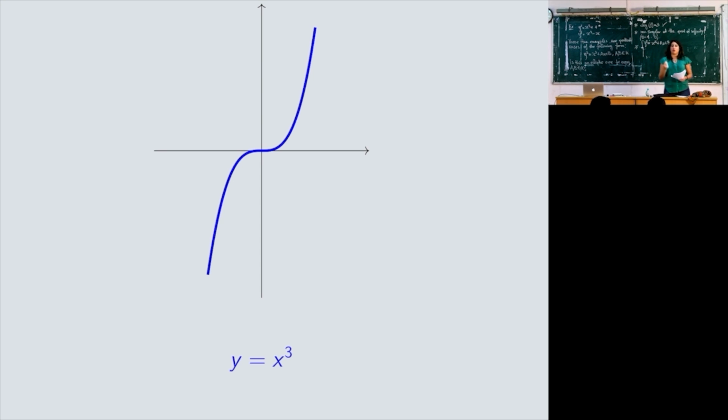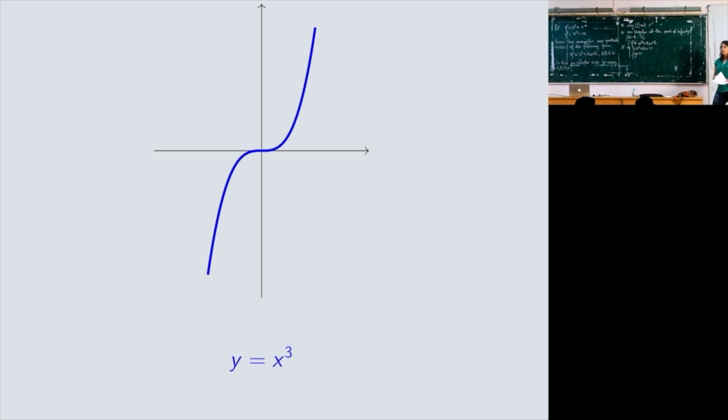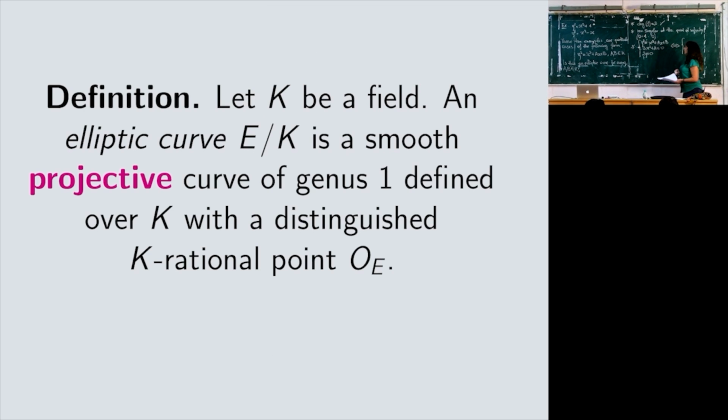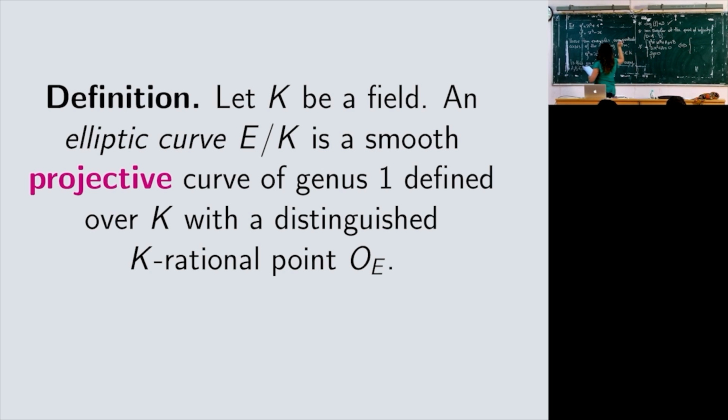What is the second equation? Three x squared plus a equal to 0, right? And the last one? 2y equal to 0. We have to solve this system. What would you do here? y equals 0.